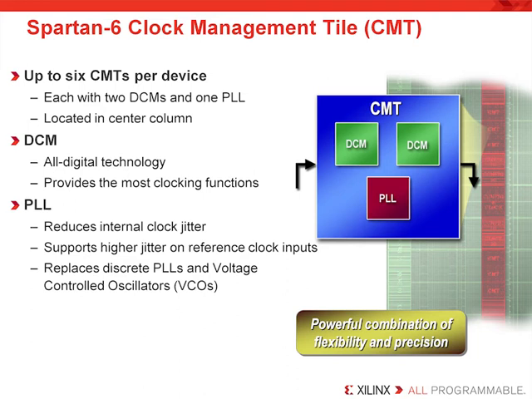The DCM is a digital delay lock loop. It provides the most clock building functionality and compensates for the input delay associated with routing an input clock to the DCM. Each CMT also has an associated PLL that reduces the internal clock jitter and conditions an input clock by removing the input clock jitter. The PLL features are described in the user guide and will not be discussed further in this recorded e-learning.